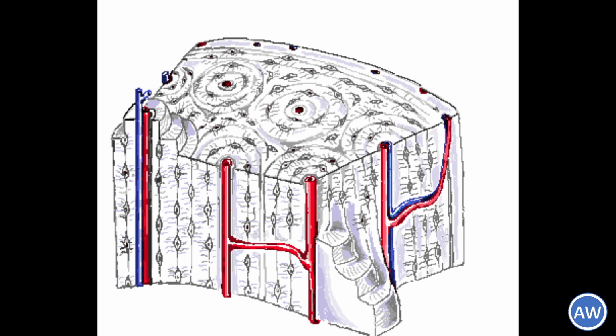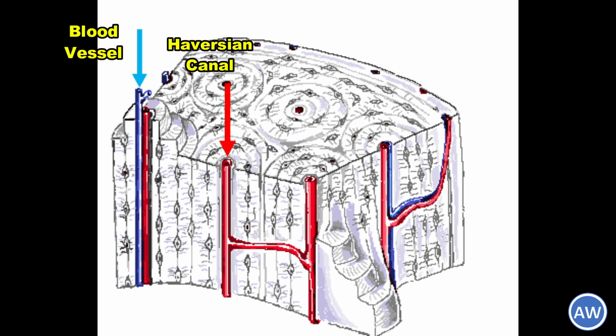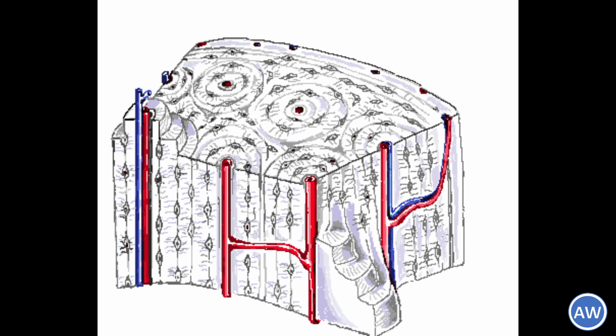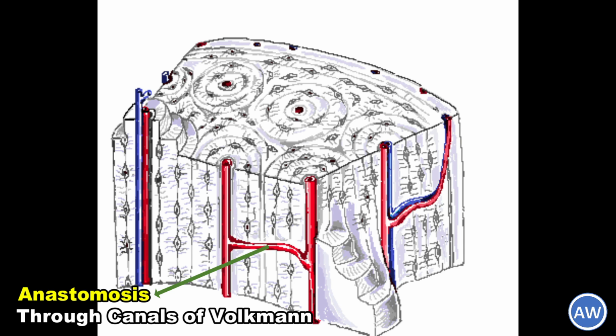Now, if you look at the side view of the Haversian system, you can see the Haversian canal and the vessels which are running parallel to the long axis of a compact bone. Try to identify these vessels. As you see, these vessels are getting anastomosed with each other through some canals. Now, these canals are known as canals of Volkmann.